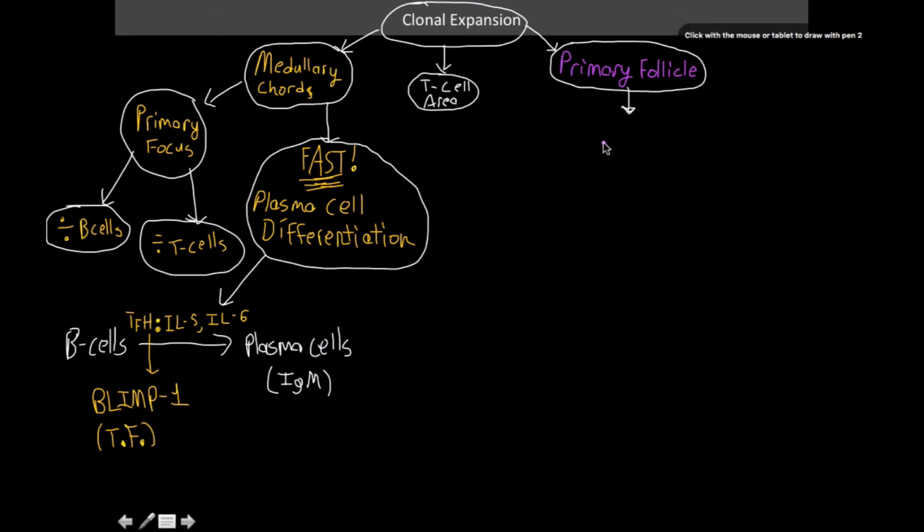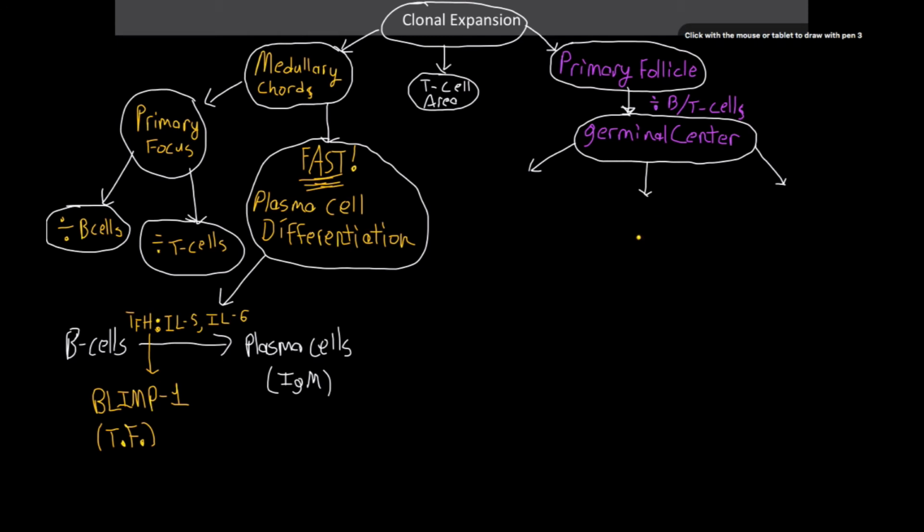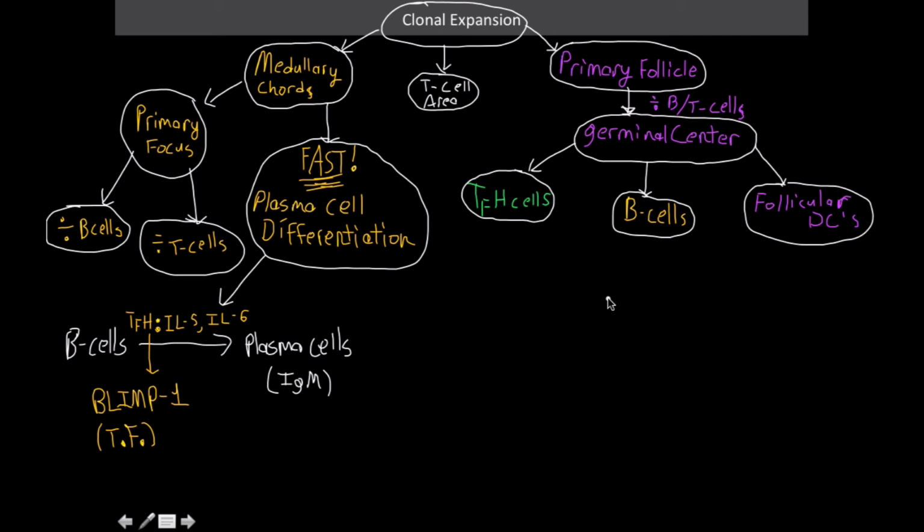In the primary follicle, we have B cells, and then to a lesser extent T cells are still actively proliferating, and this gives rise to something known as a germinal center. This germinal center consists of B cells, T follicular helper cells, and then follicular dendritic cells. Ultimately, we have B cells differentiating into plasma cells and memory cells, and this is happening in various stages of this giant spherical-like structure, right?